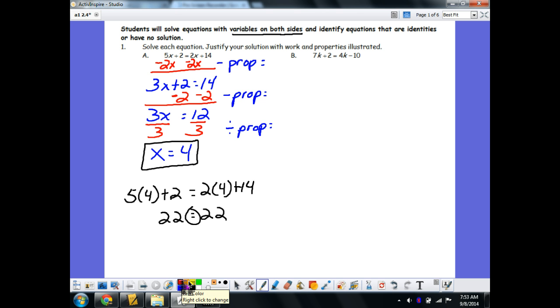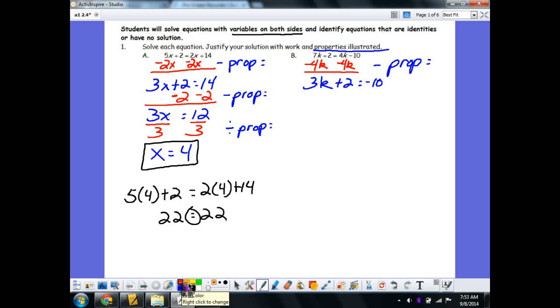Now on the next one, following the same steps, we're going to move the 4k. So we will subtract 4k from both sides. And once again, that is the subtraction property of equality. Don't forget to list the properties that are illustrated. And then 3k plus 2 is equal to negative 10.